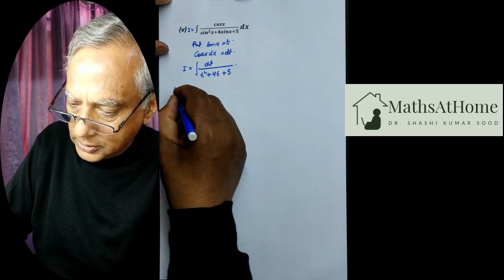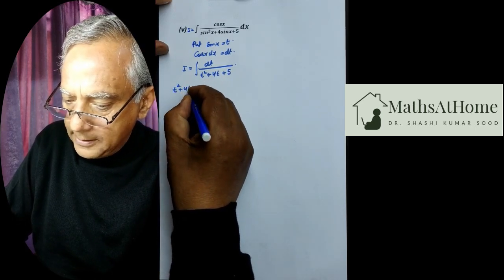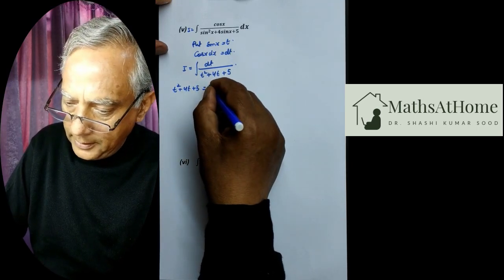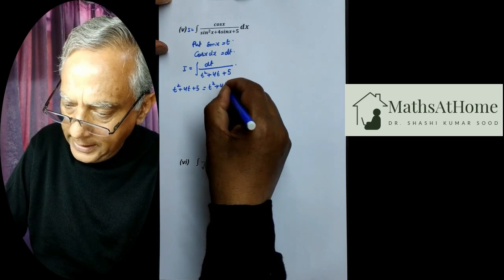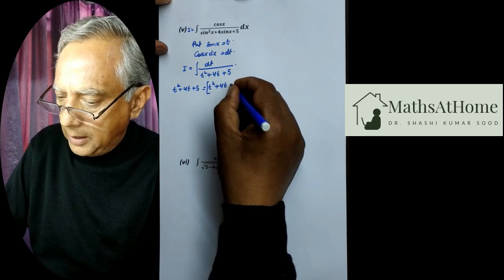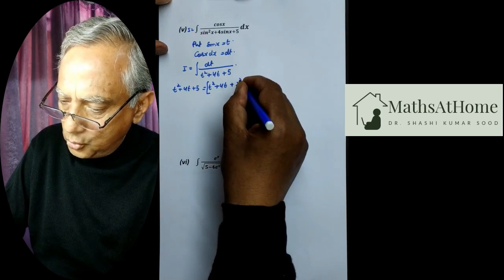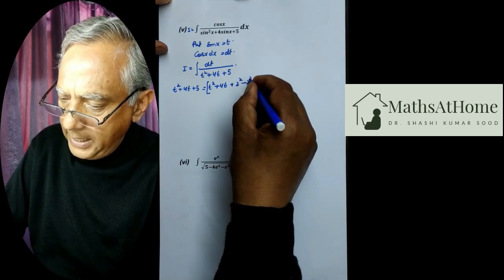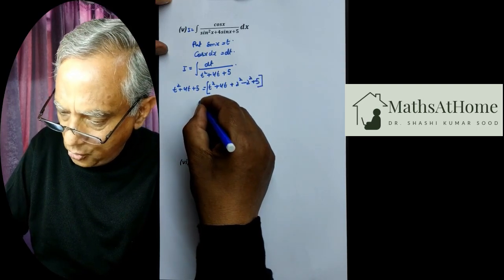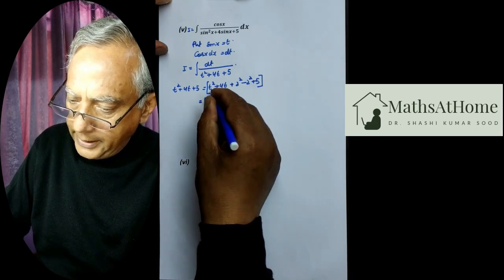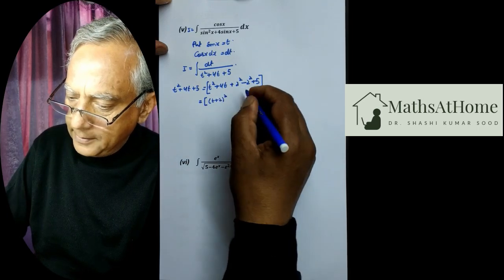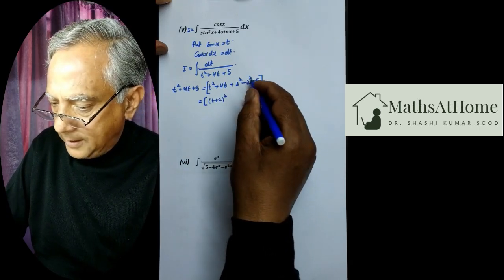So this can be written as t square plus 4t plus 5. This is equal to t square plus 4t, and half the coefficient of t is 2, so 2 square will be added and 2 square will be subtracted, plus 5. And this is equal to (t plus 2) whole square minus 4 square plus 5.